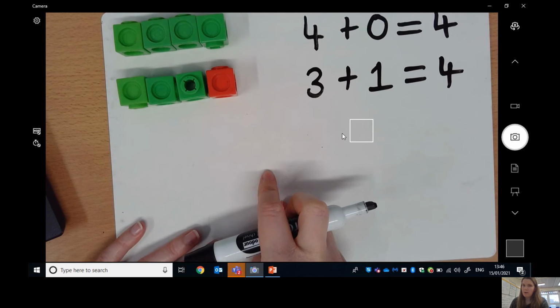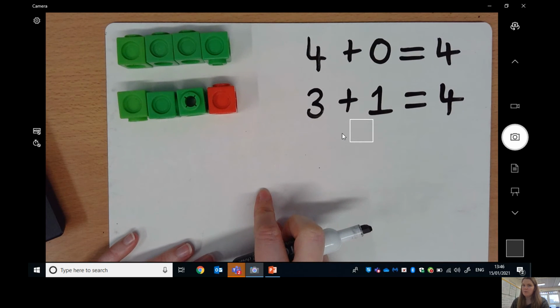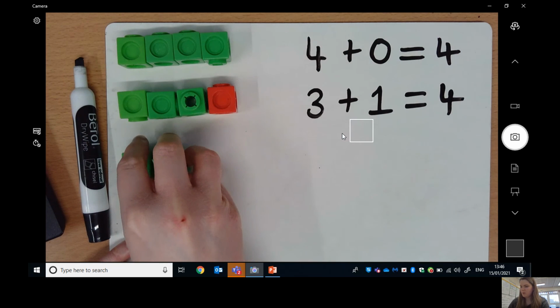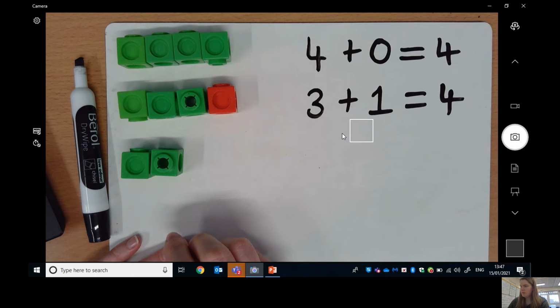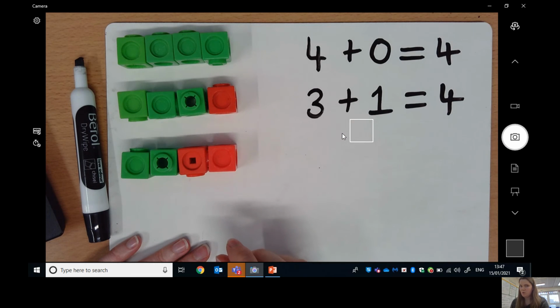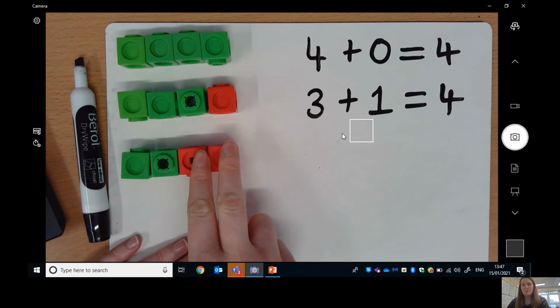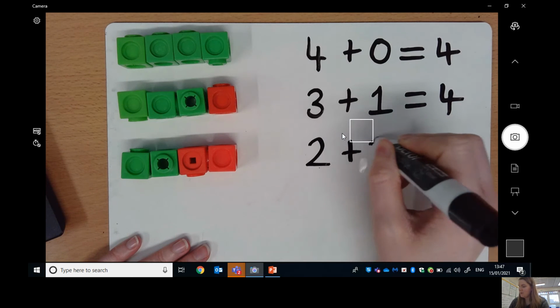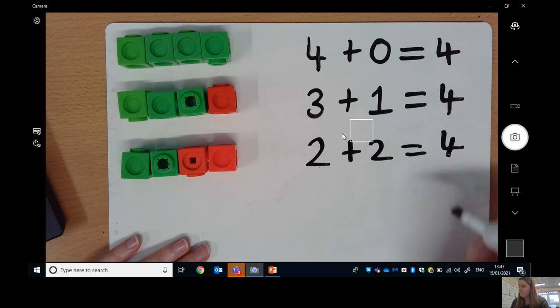Can I make it a different way? 4 plus 0 is 4, 3 plus 1 is 4. Is there another way? I'm going to try with 2 cubes this time. Okay, I've got 2 cubes. And if I get another 2 cubes, does that make 4? We just did that one, didn't we? Well done. 2 plus 2 equals 4.